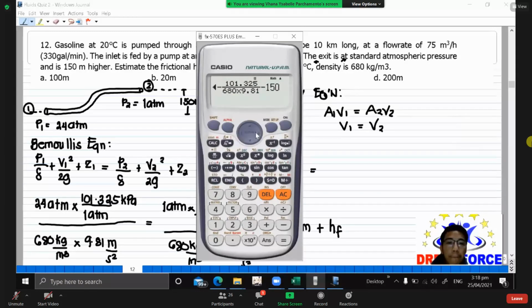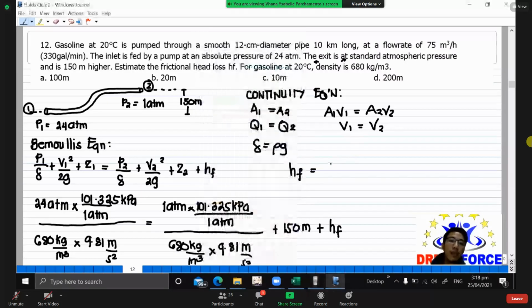Double check ulit natin. Mali pa rin. Ayun, it should be 680 not 68. Ayan, nagkamali tayo dito. Ano na ba? Balik natin yung times 10 raised to 3. Yan. So we have 199.35. That is in meters, so sama mo pa rin yung kilopascal dito. So that is approximately letter D, 200 meters.